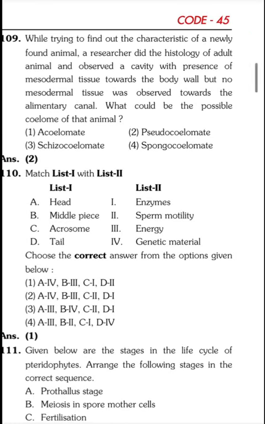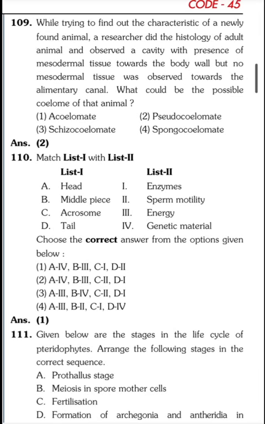While trying to find out the characteristic of a newly found animal, a researcher did the histology of an adult animal and observed a cavity with presence of mesodermal tissue towards the body wall, but no mesodermal tissue was observed towards the alimentary canal. It is pseudocoelomate, the answer.